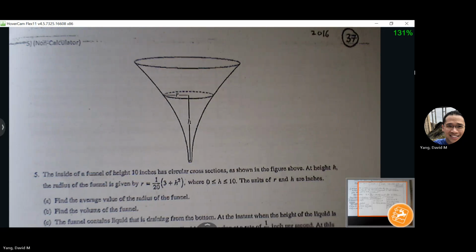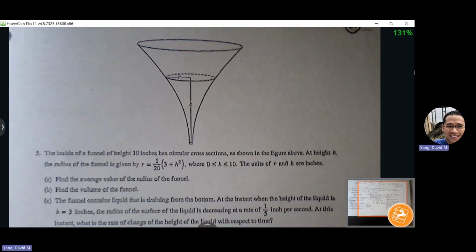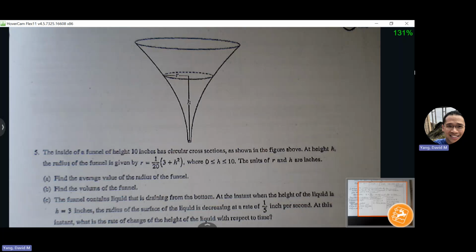Okay, so number 5, this is on page 37. The inside of a funnel of height 10 inches has a circular cross-section as shown in the figure above. At height h, the radius of the funnel is given by r is equal to 1/20th times (3 plus h squared), where h is between 0 and 10. Find the average value of the radius of the funnel.